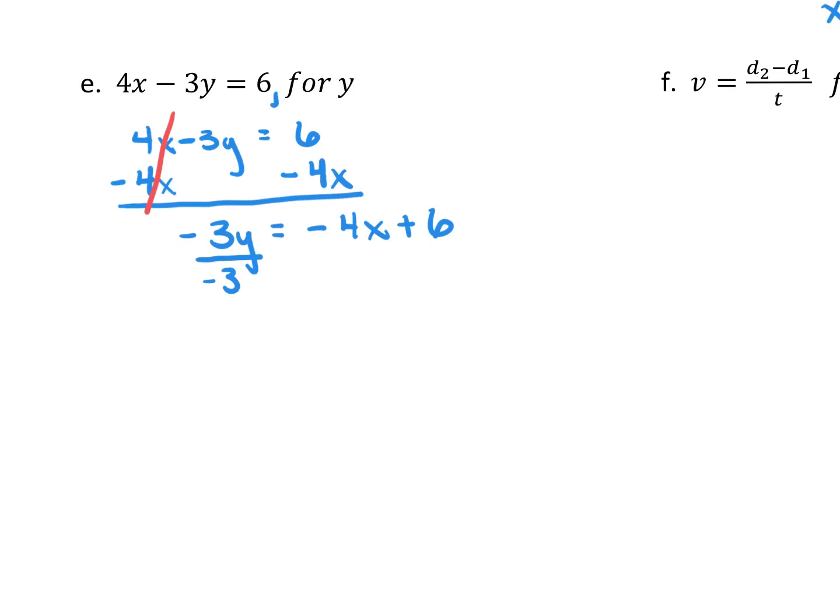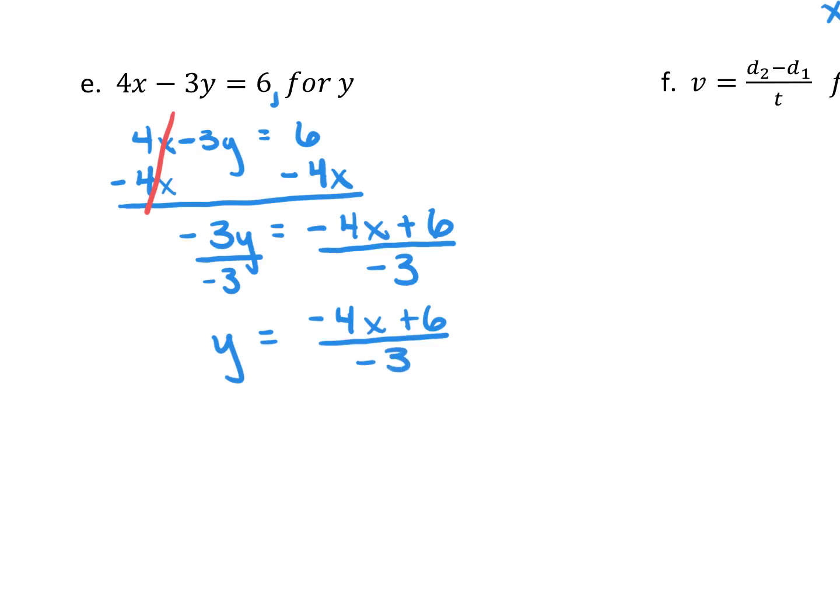There's a couple different ways that you can do this. For this section, you can go ahead and just say, I'm just going to put the whole thing over negative 3. So this is what we got. Negative 4x plus 6 over negative 3.